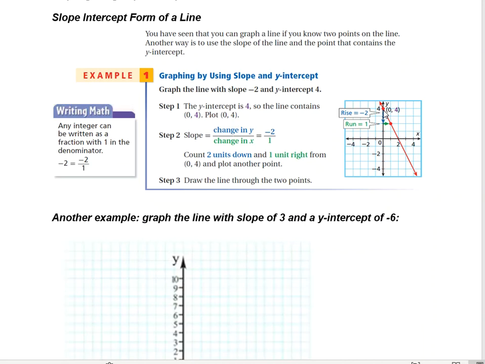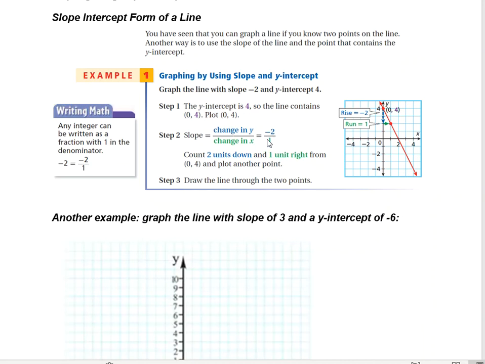Then you figure out the slope. Since they gave us the slope as an integer, -2, and we know slope is a fraction, rise over run, we need to add the over 1. -2 is the same as -2 over 1, so we write it that way.